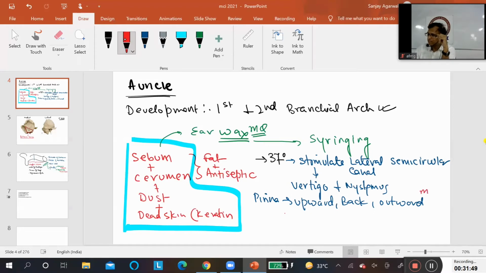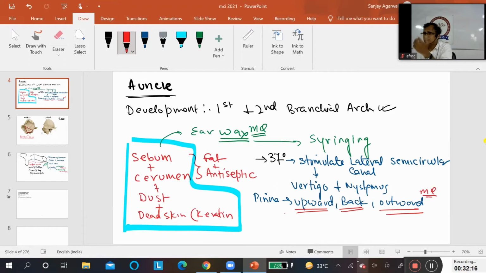In which direction do we pull the pinna? Upwards, backwards, and outwards. And the canal becomes straight. Now the syringing will bring out the wax easily. So there are two things about syringing you have to remember: A, the temperature, and B, the direction. Very simple, but very, very important.